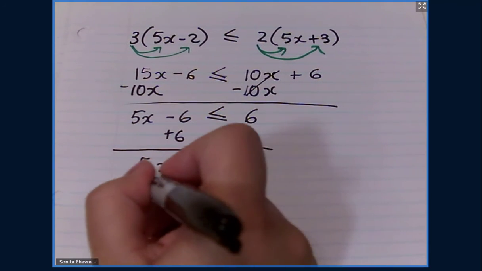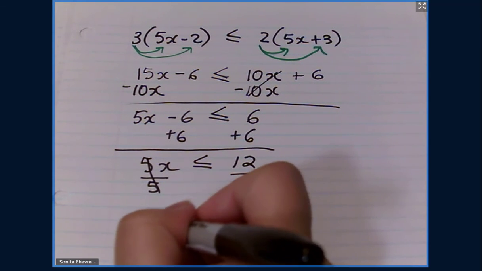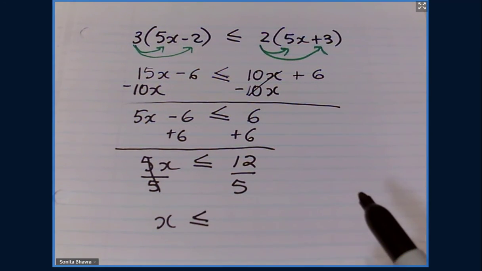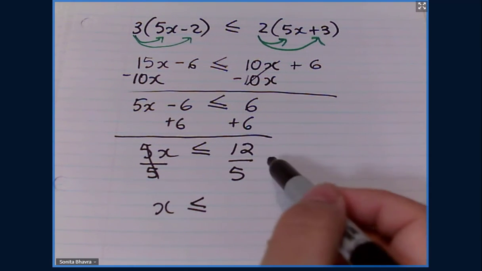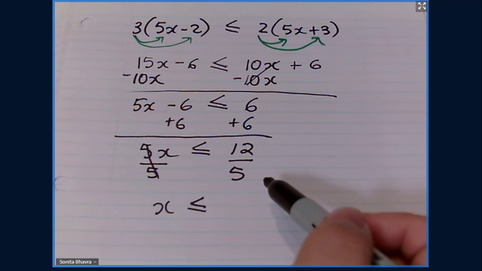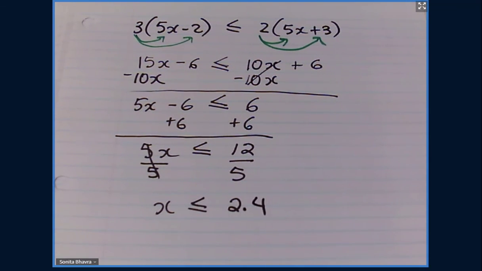And then we're dividing by 5. And x is less than or equal to 12 divided by 5. Or you can put it into decimal, which is 2.4. All right, and notice our symbol did not reverse because we did not divide by a negative number.